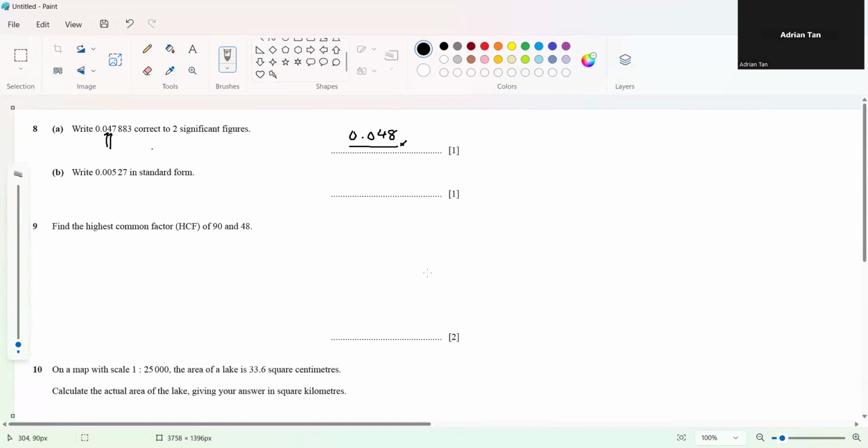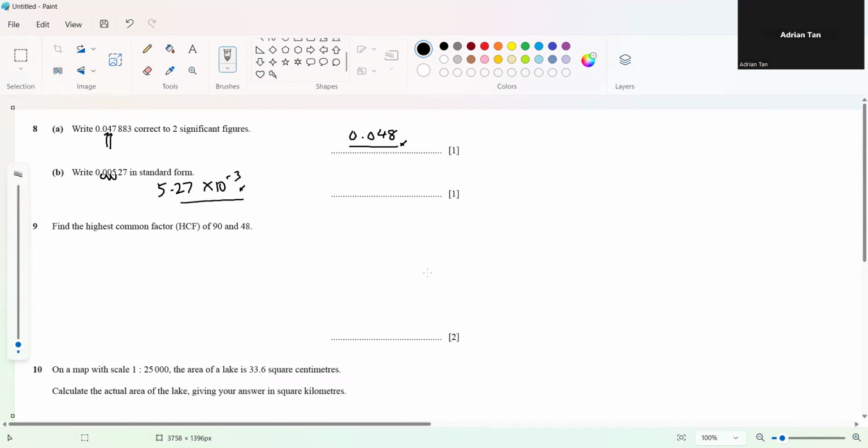So for the next part B, write this number in standard form. So this is a small number. If we move the decimal place to right at the 5 mark, so it's 1, 2, and 3, we move the decimal places 3 times. So it will be 5.27 times 10 to the power of -3. Why -3? Because it is a small number. If it is a large number, we call it power 3 by itself.